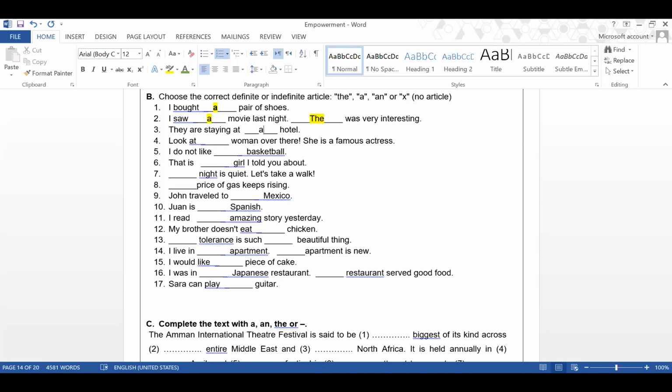But if we were, let's say, in a small village or a small city, and we have only one hotel in that city, known to everyone, then of course we would say the hotel because it's only one hotel and it's known by everyone.